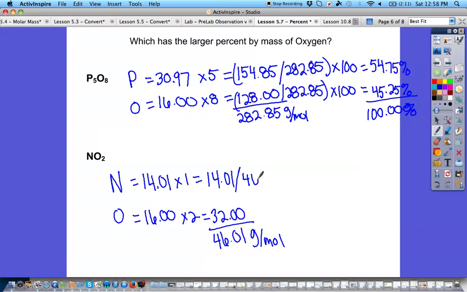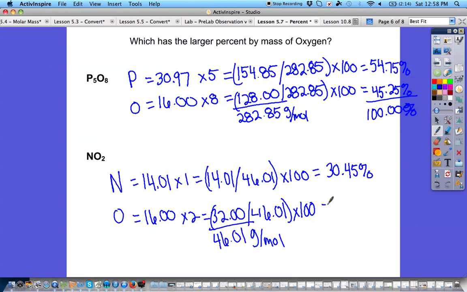Divide each of these by the total molar mass. So nitrogen is going to be 30.45%, and oxygen is going to be 69.55%. Add them together, and we should get 100%. Okay, so NO2 has a larger percent of oxygen than P5O8. So NO2 has the larger percent by mass of oxygen.